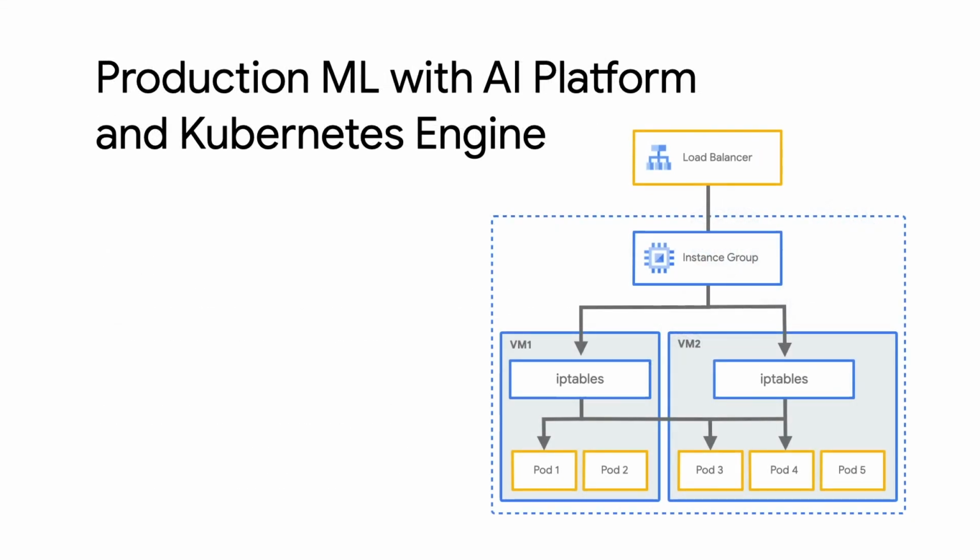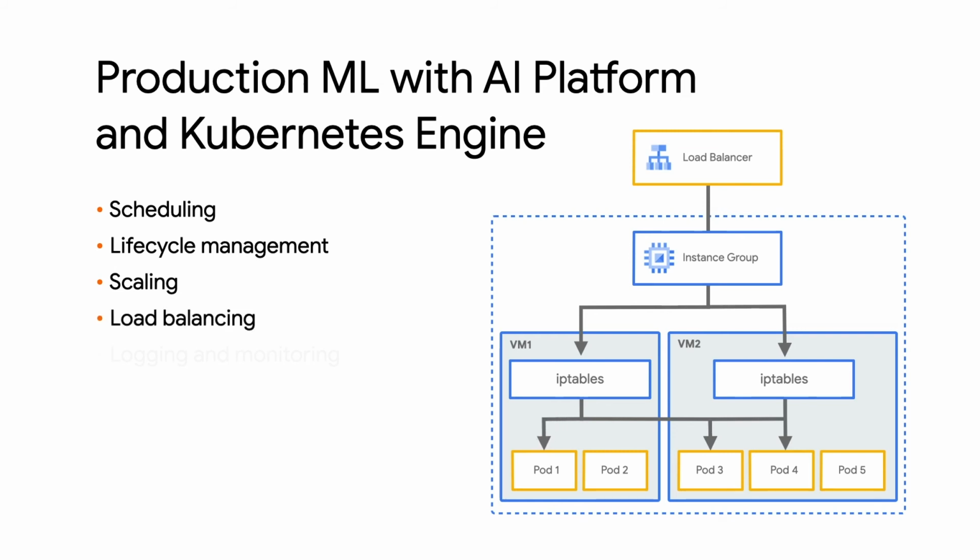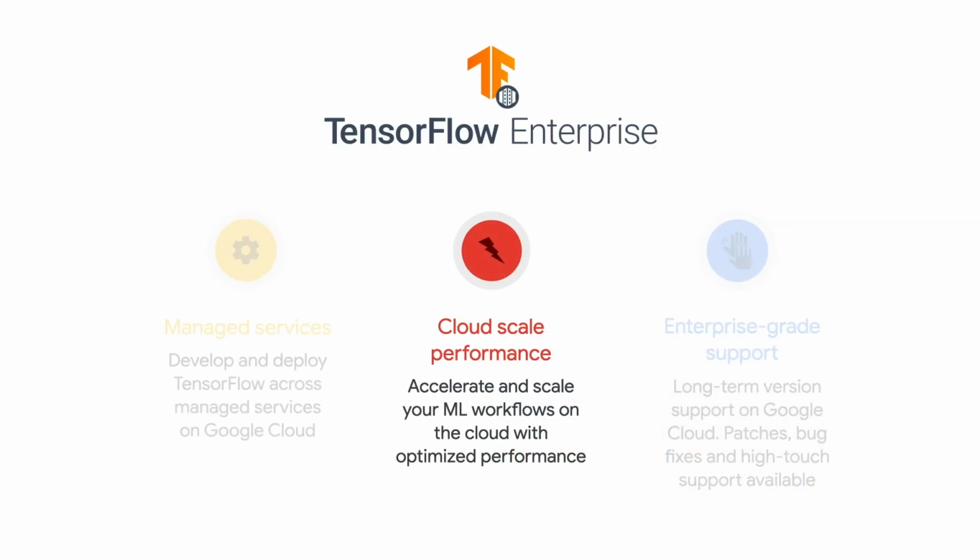With deep learning containers, the ops team won't have to add 100,000 lines of code to make a robust system. For example, if you use AI Platform or Kubernetes Engine to run the container, you automatically get the benefits from the managed service, such as container scheduling and lifecycle management, scaling out, load balancing and failover, logging and monitoring, troubleshooting, security, and more.